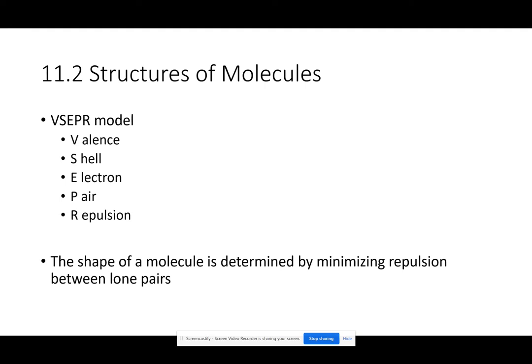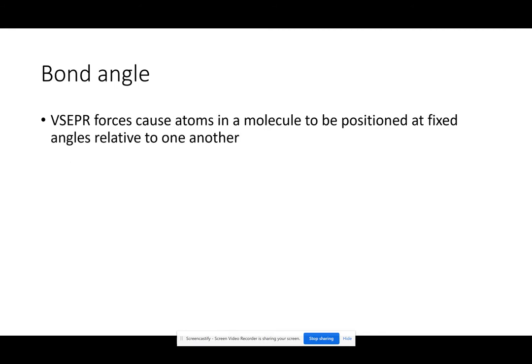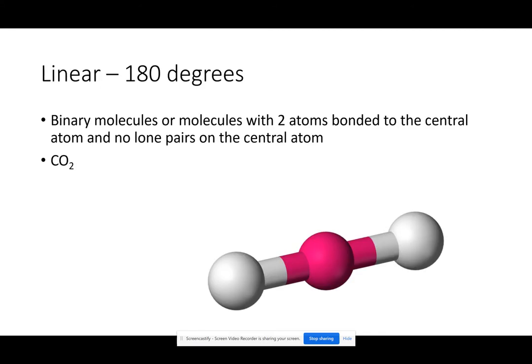Remember, lone pairs are electrons, but bonds are electrons as well. So there's repulsion between lone pairs, and there's also repulsion between lone pairs and bonds. Don't worry about bond angles. They are given here, but you don't need to know them.